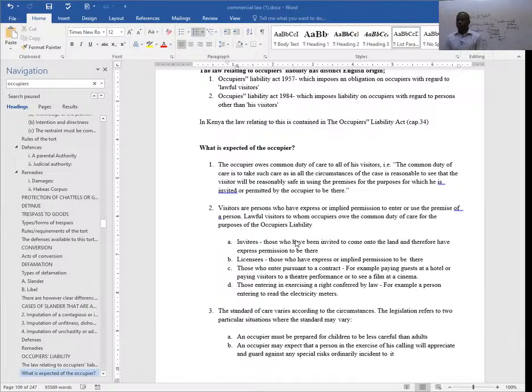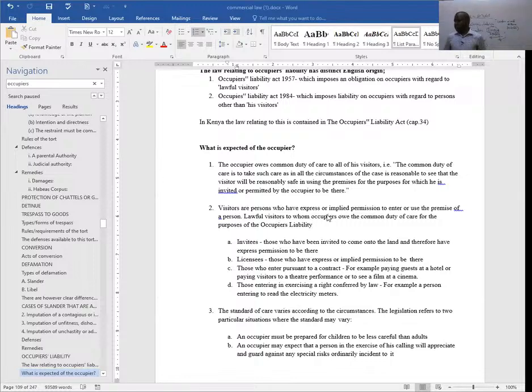So those are the persons we can call visitors. Maybe it's someone who has been licensed to visit your premises. So he's the visitor. It can happen in a situation where you've invited them, or they have come in as a result of a license or been allowed to visit the premises. Those are the persons we are calling visitors.